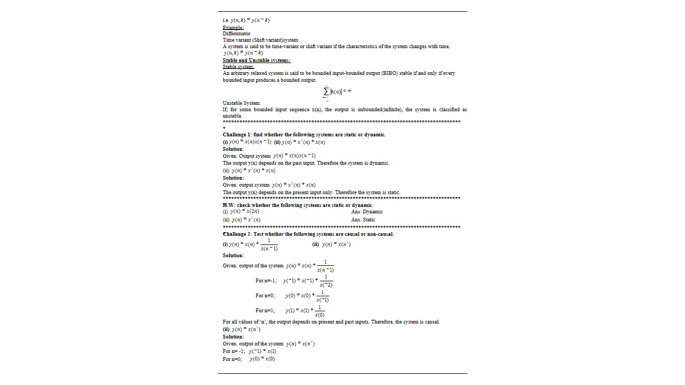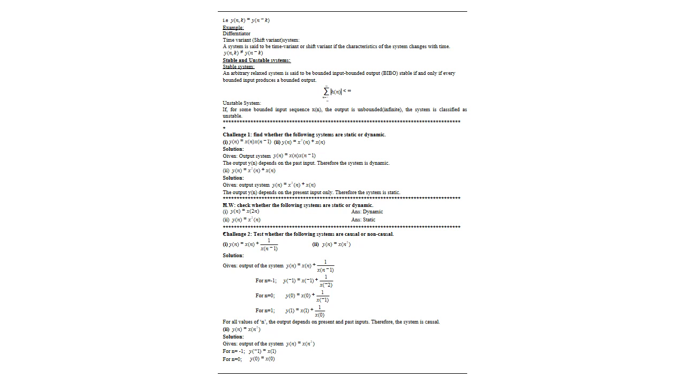So here y of n is equal to x of n minus 1. So y of n depends on the past input, which is known as dynamic. In the second question, y of n is equal to x squared of n plus x of n. Here the output y of n depends on the present input only, so it is a static system.